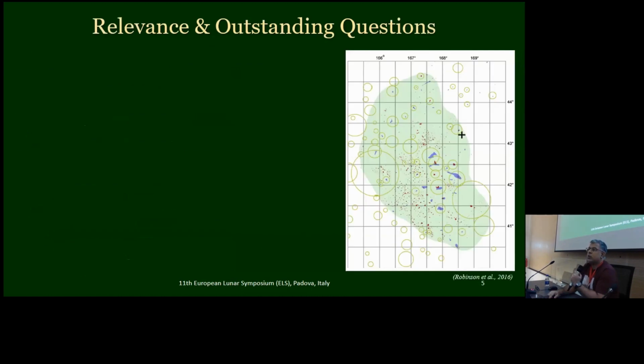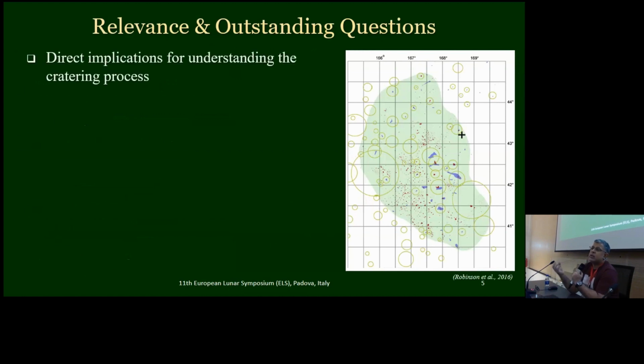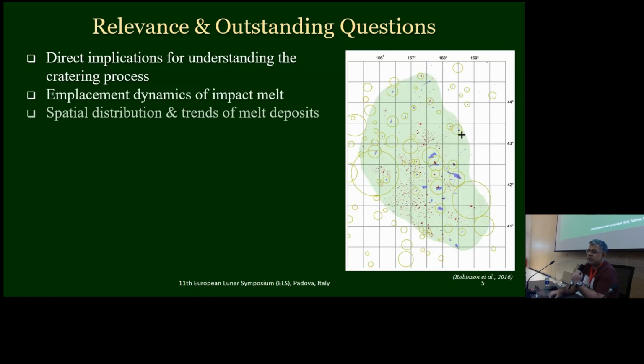So in terms of why it is relevant and what questions remain to be answered, as I said in the beginning, to have an impact melt deposit and not have an associated crater is something very fundamental, especially for a planetary body like the moon, which is dotted with craters, right? There are abundant craters, and still we have this impact melt deposit, which we are not able to tag to a particular impact crater. So it has direct implications for understanding the cratering process, specifically the emplacement dynamics of impact melt. I think a lot of answers are hidden in the spatial distribution of impact melt deposits and the trends.